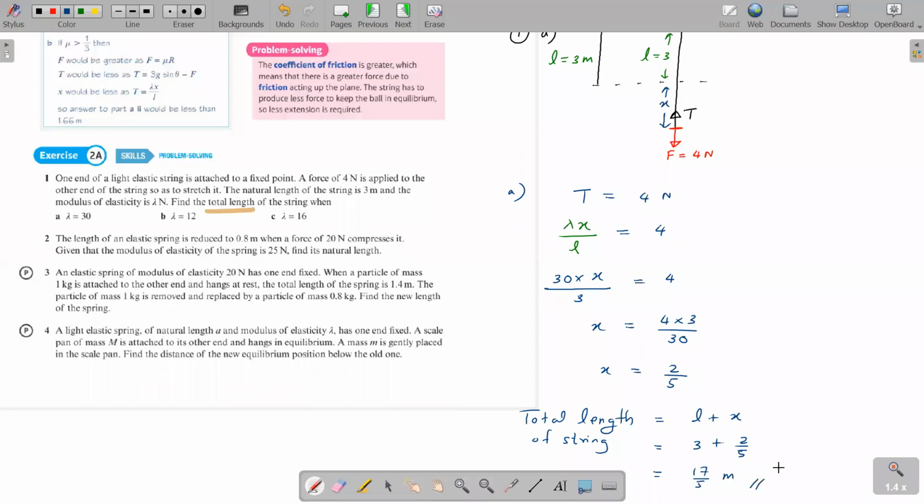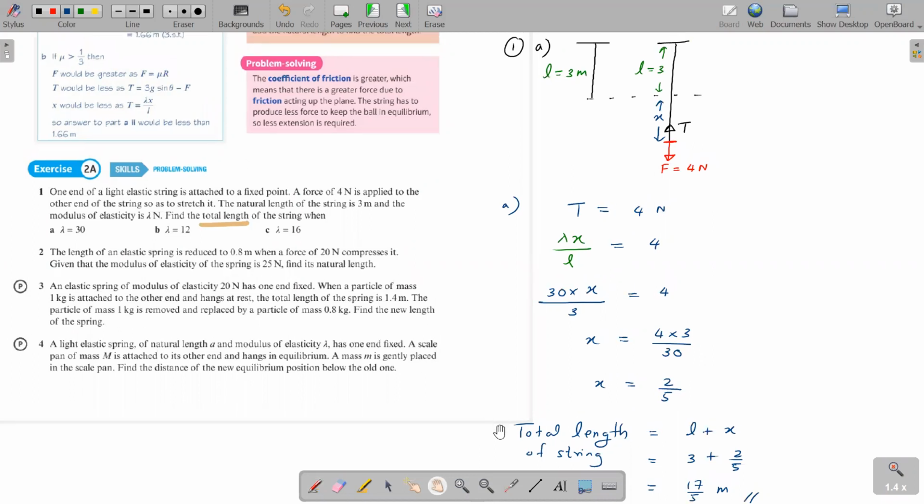Is this clear? So now we can do part B and part C in a similar manner. For part B and part C, though the lambda value changes, you don't need to change the diagram, right? Because the x value will definitely change with respect to lambda. The diagram stays the same because in all these questions, the force value doesn't change, right? For all these ABC parts, the force is 4 newtons, which means is the tension changing? No. So even for part B, your tension value is still 4 newtons. So tension is lambda x over L equals 4.